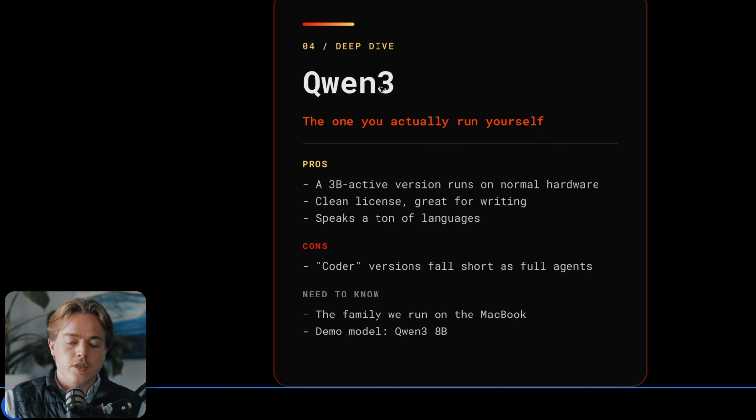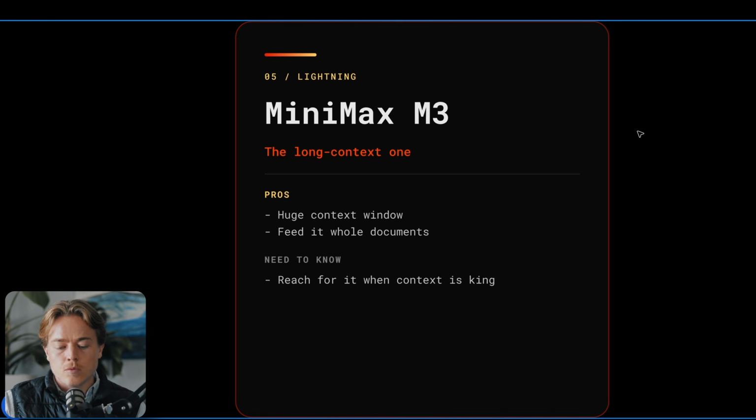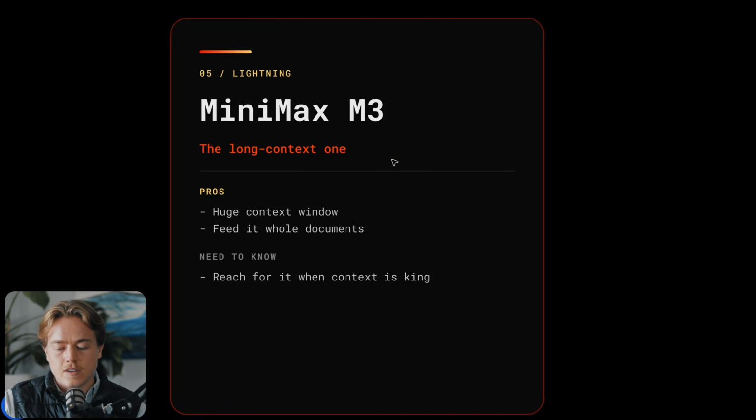Then we have Qwen 3. This is a very important one to know because Qwen has a bunch of smaller versions that will run locally with no problem. So if you have just a normal laptop and you want to run something locally, this is the family of models that I would focus on. Then there's MiniMax M3, which is really good for long context. That's all you really need to know there.